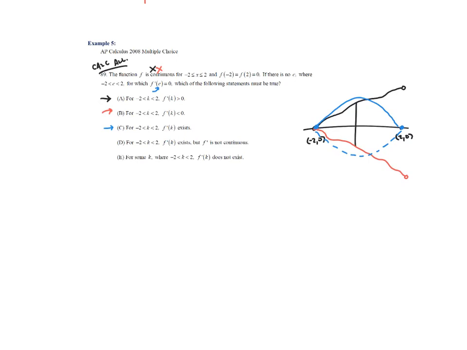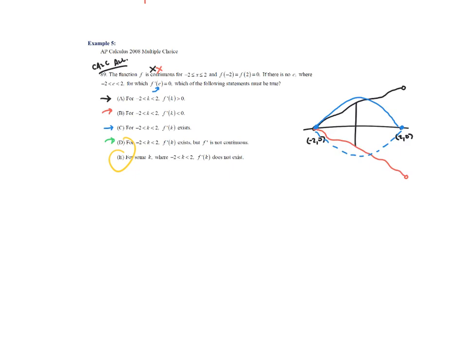Okay, part D, let's analyze that for a moment. It says that f prime at k exists, but f prime is not continuous. It says for all values k between -2 and 2, the derivative exists, but the derivative is not continuous. That is a contradictory statement. In order for the derivative to exist for all values, then the derivative must be continuous. Okay, so that's out. That means that the last one has to be our answer. For some k, f prime at k does not exist.